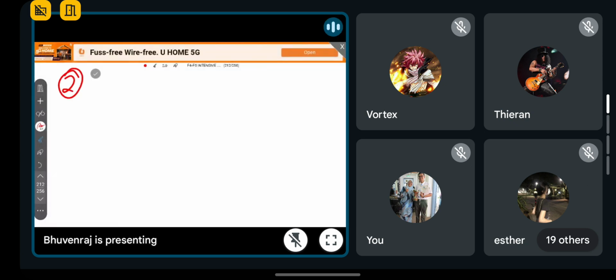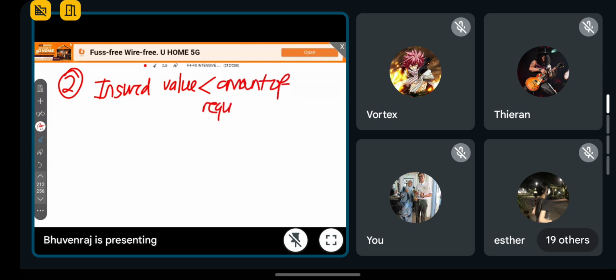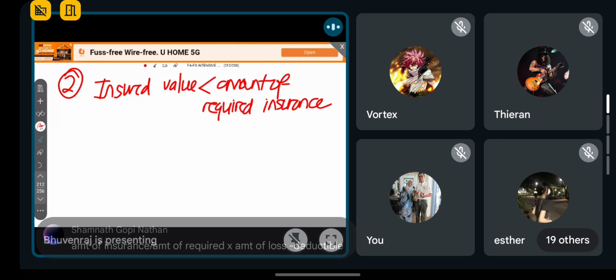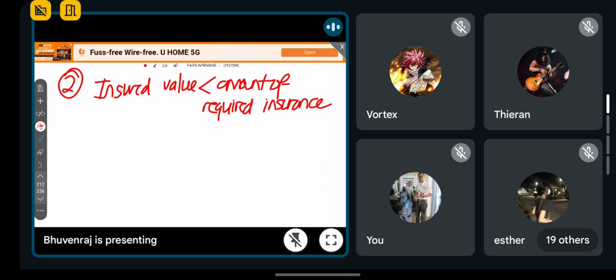Okay, second case is about insured value less than amount of required insurance. Okay, so can you guys type the formula here? Apa rumus untuk yang ni? Kalau kamu tahu rumus je, sangat senang dah. Because all the values are given to you. Semua nilai dah diberi. Jadi kamu kena gantikan saja. Just substitute the value only. Tapi yang paling susah tu ingat rumus. To remember the formula is the hardest. Amount of insurance over amount of required. Yes, correct. Okay. So the formula is like this.